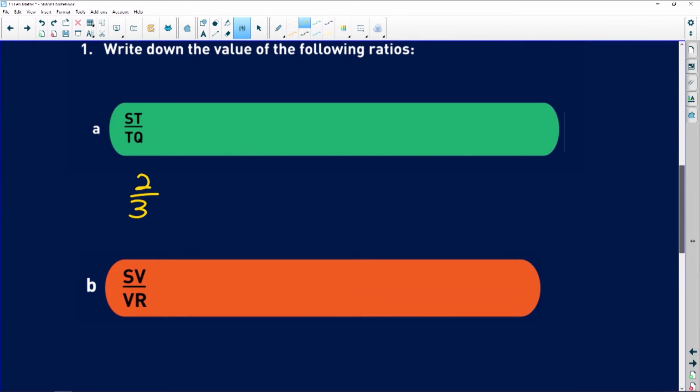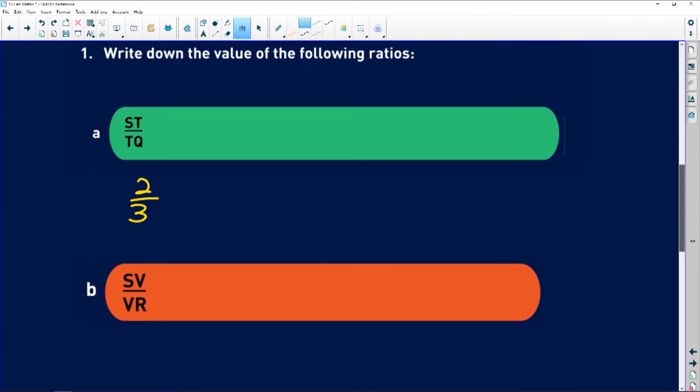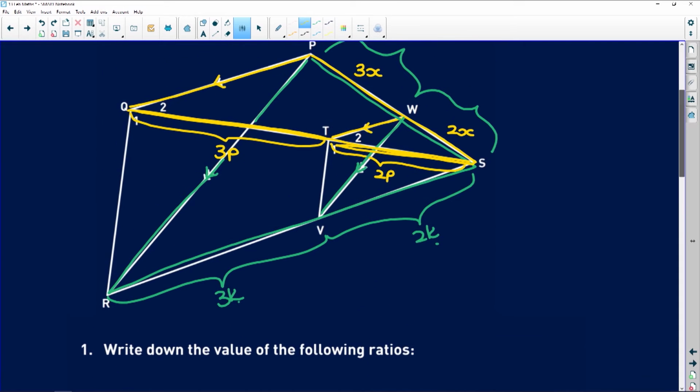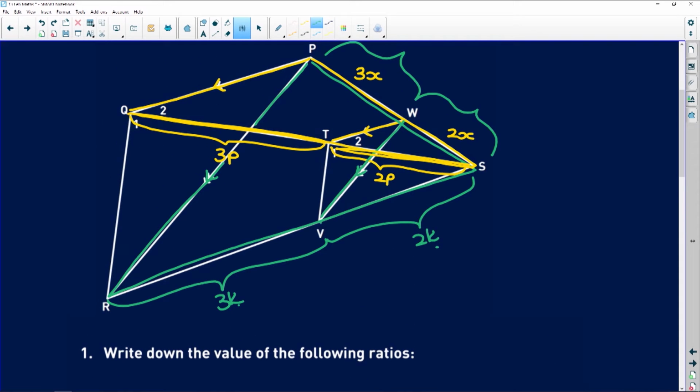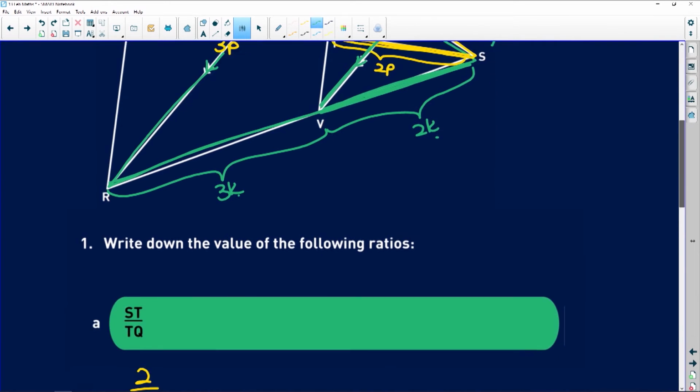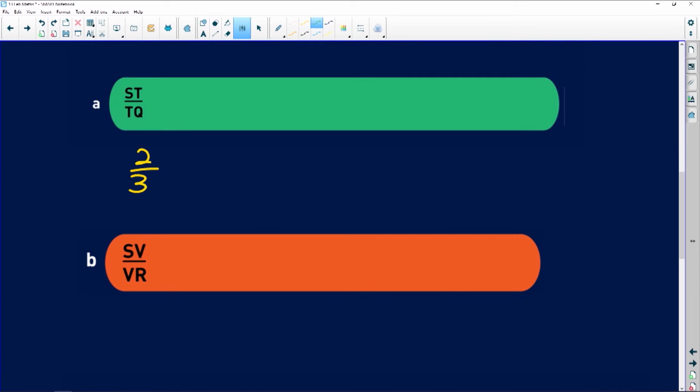Then it says, find the ratio of SV to VR. Okay, that is in our green triangle. Now because there is a parallel line coming from W and it is still this ratio over here, guys, it is still the ratio that we're dealing with. So SV to VR is also 2:3.